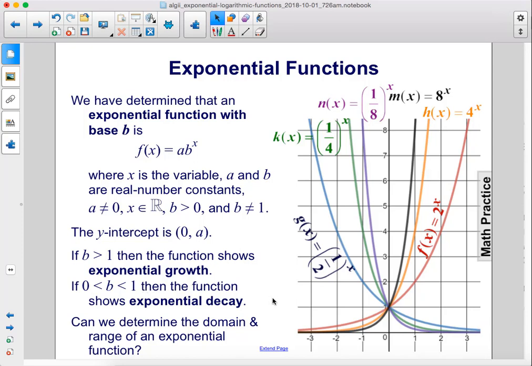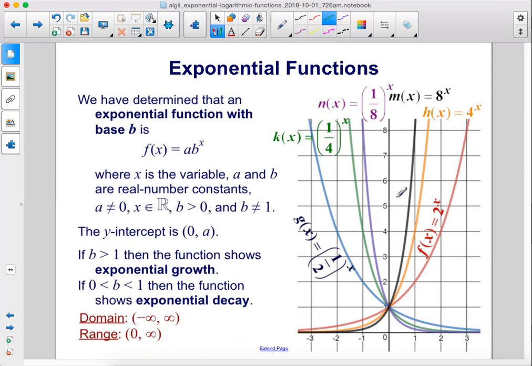Can we determine the domain and range of an exponential function? The domain of an exponential function is all real numbers. So that's going to be from negative infinity to positive infinity. The range will be from 0 to infinity, but it won't include 0. All of these lines get very close to the x-axis, but they never touch it. So we'll have a range that goes from 0, but not including 0, all the way up to positive infinity.